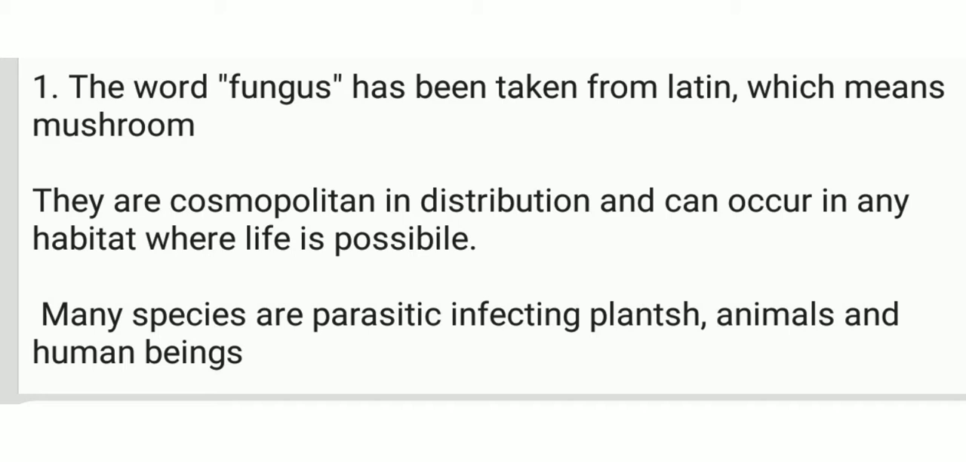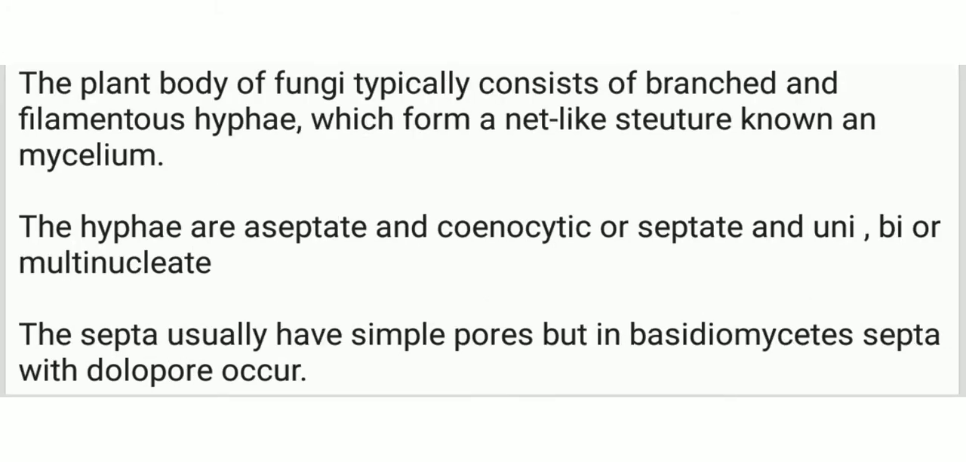Many species are parasitic, infecting plants, animals, and human beings. Parasitic are those who depend on the living organisms for the food. And the plant body of fungi typically consists of the branched and filamentous hyphae, which form a net-like structure known as mycelium. The hyphae are aseptate.